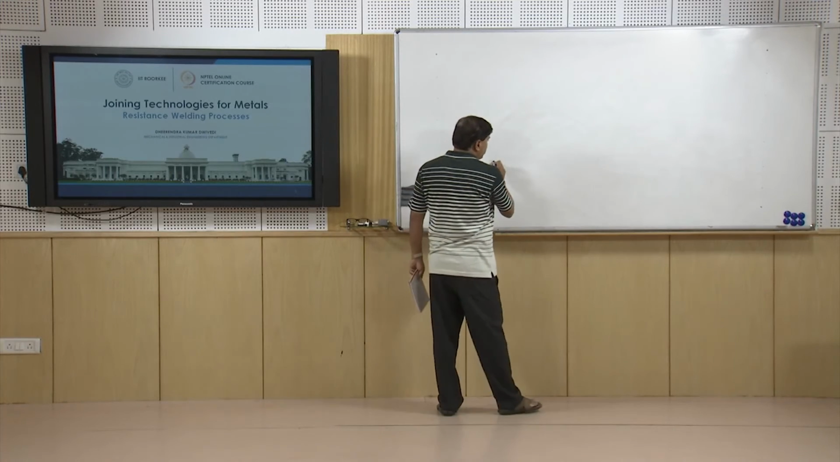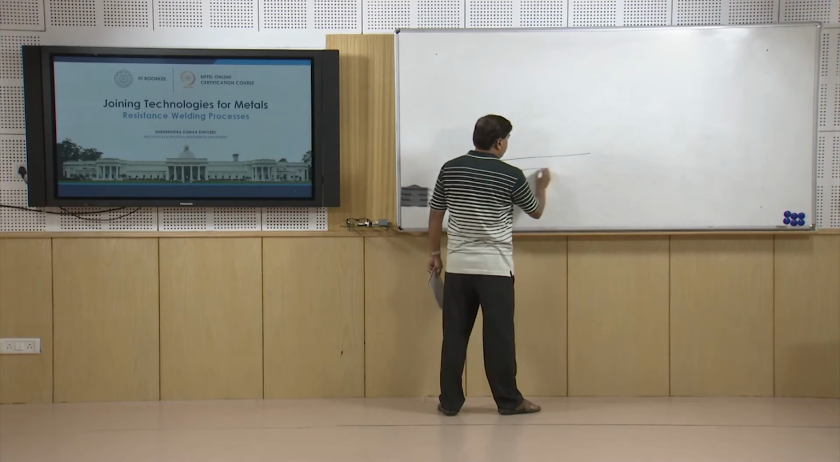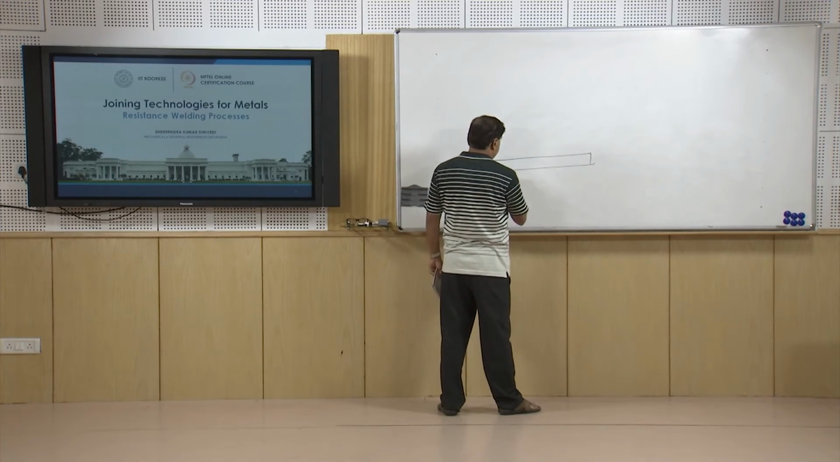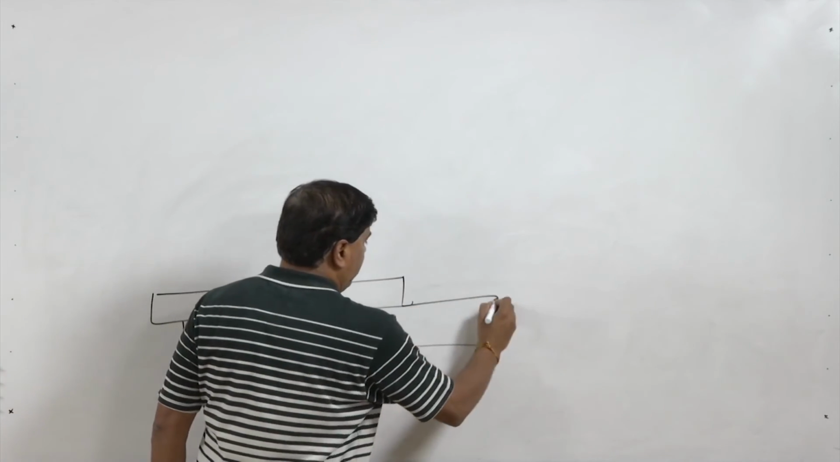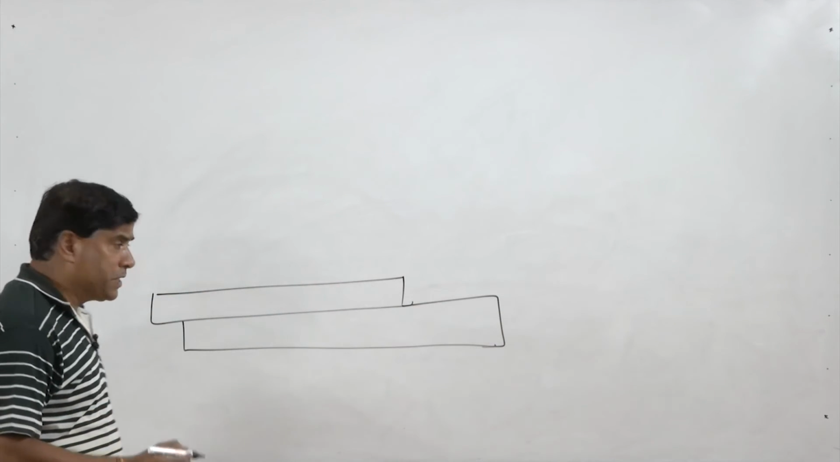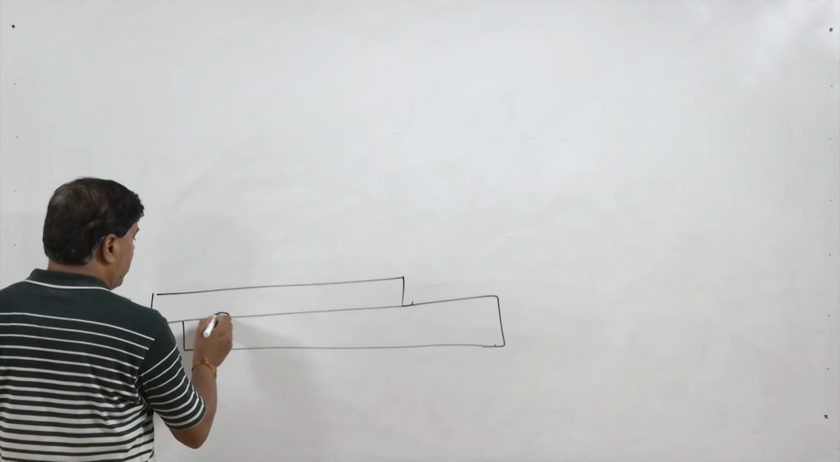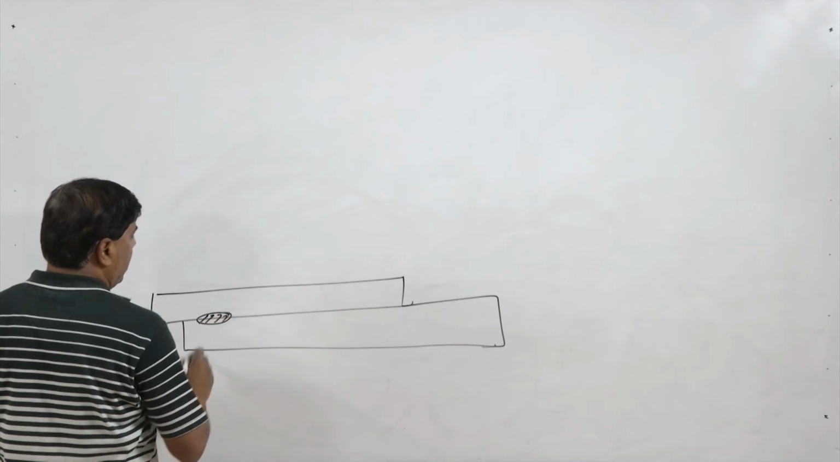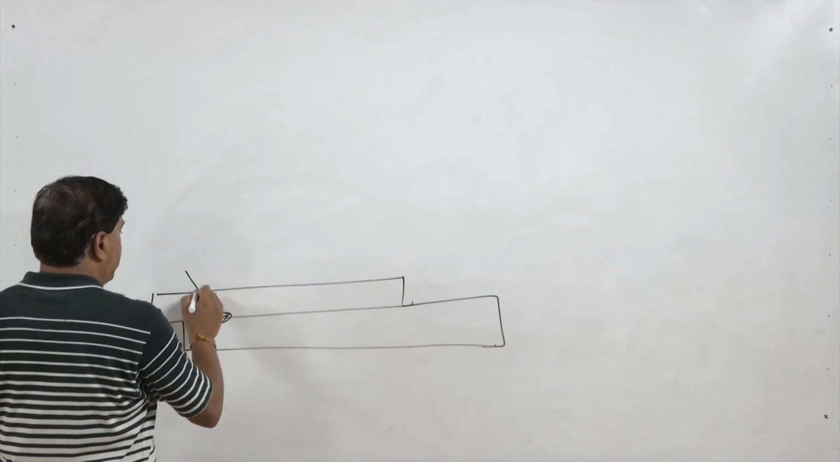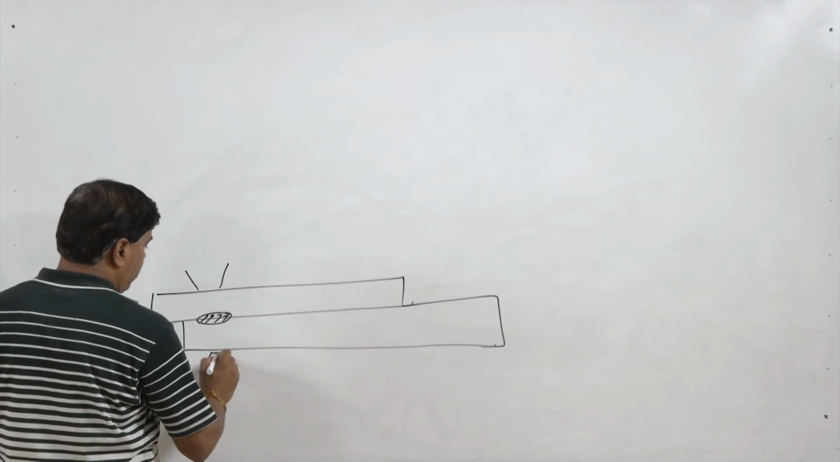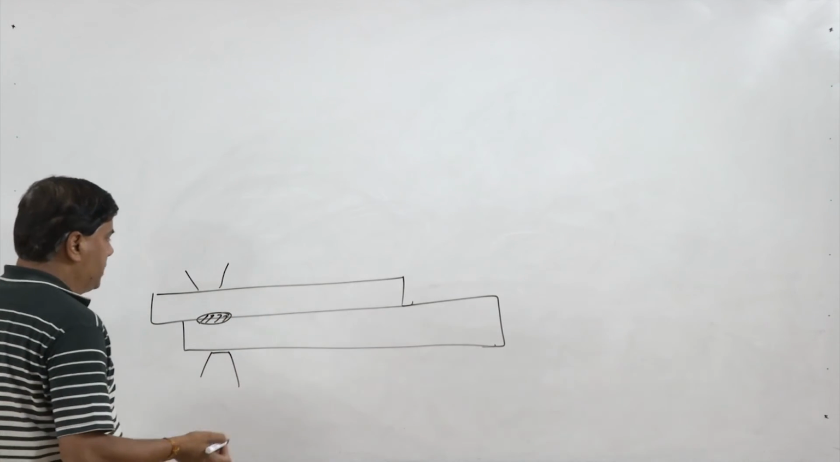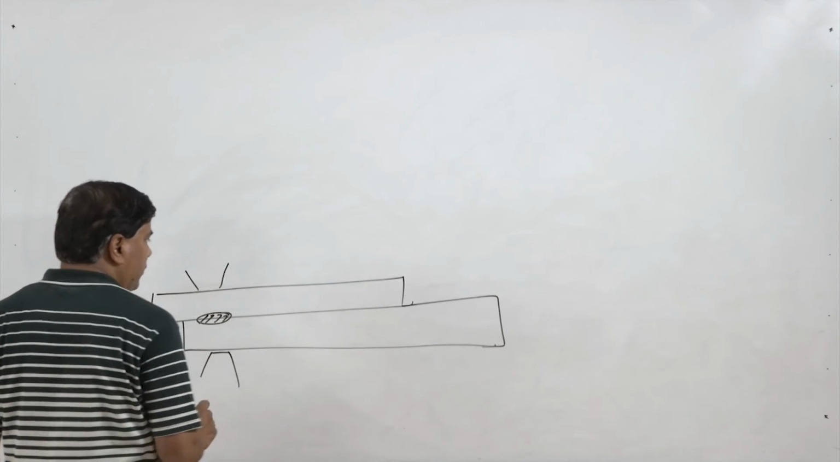Now we will see, once one spot has been formed in spot welding, what happens if a number of spots are to be made for higher load carrying capacity. Once one spot is made by applying a suitable electrode and having the flow of current through this, heat will be generated and that nugget will be formed.